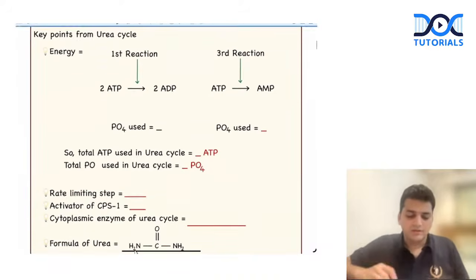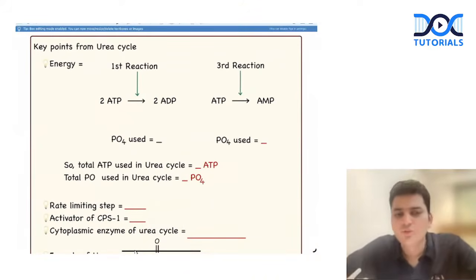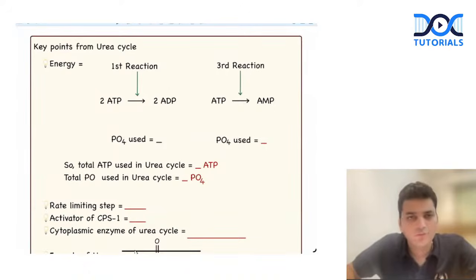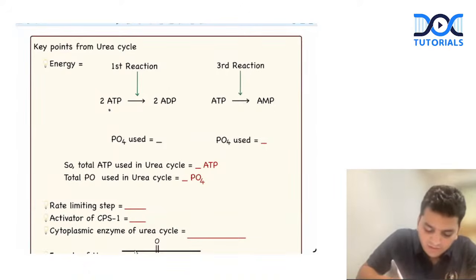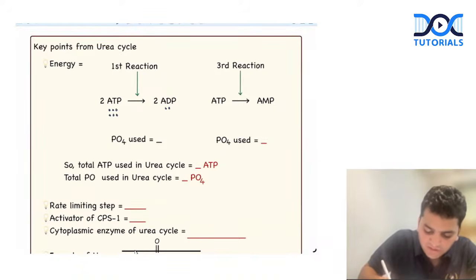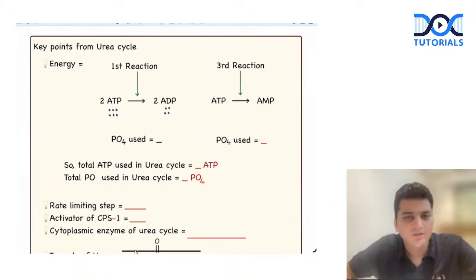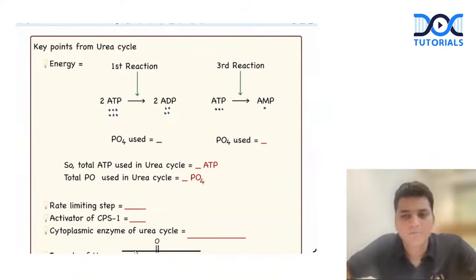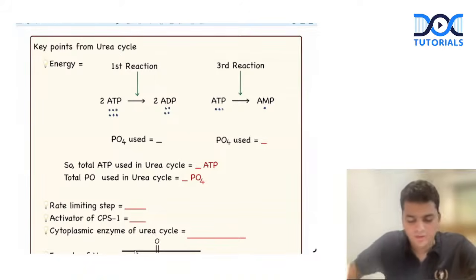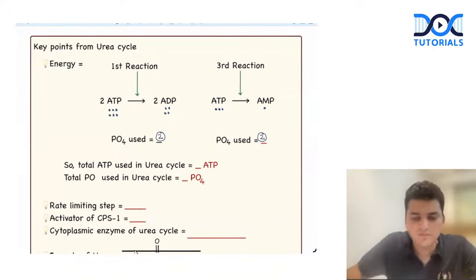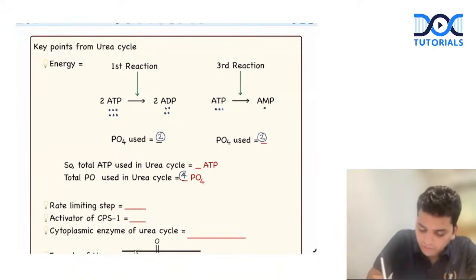For example, the first question they ask is, how much energy is used in the urea cycle? In the first reaction, there are 2 ATPs which convert into 2 ADP. So the triphosphates convert into diphosphates, and total 2 phosphates are consumed in the first reaction. In the third reaction, we have 1 ATP converting into 1 AMP. So again, 2 phosphates are consumed here. So 2 phosphates in the first reaction, 2 phosphates in the third reaction. Total, how much phosphate is used? Total 4 phosphate molecules are used.